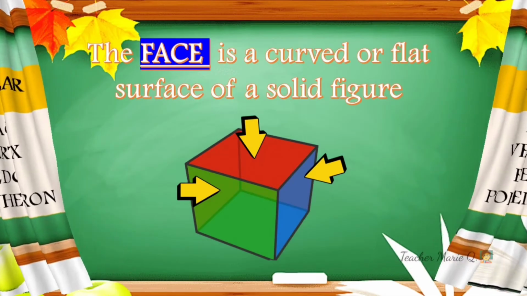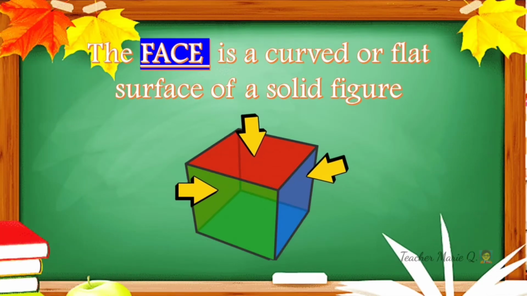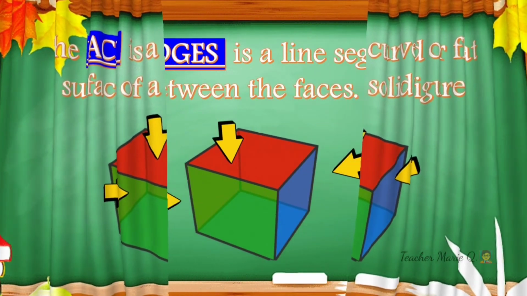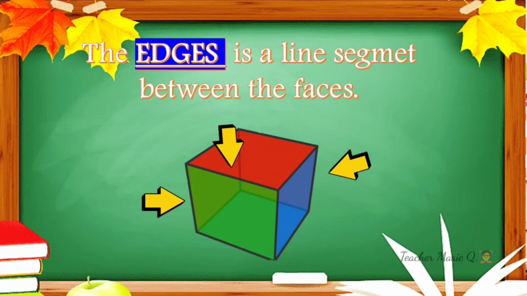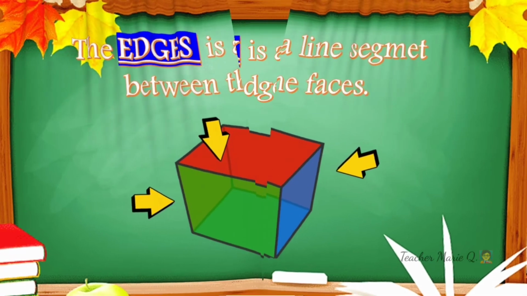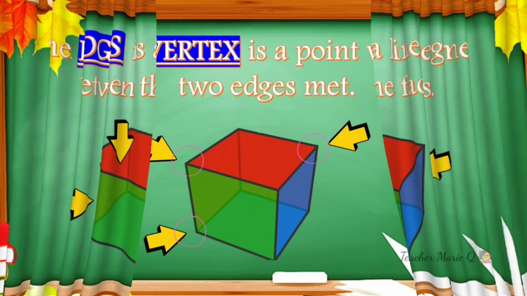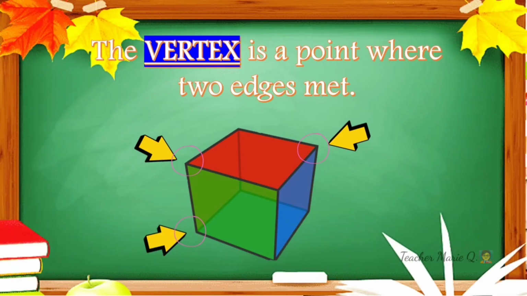Face. What is the face? A face is a curve or flat surface of a solid figure. Next, edge or edges. An edge is a line segment between the faces. Next, the vertex, or in the plural, vertices, is a point where two edges meet.